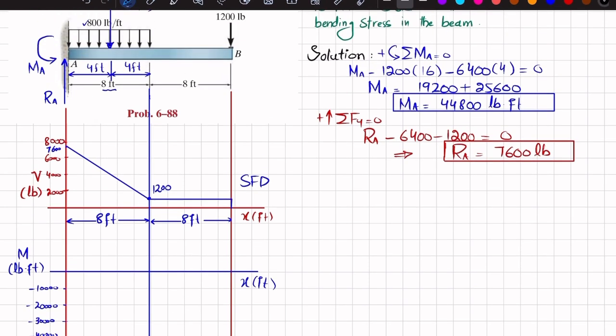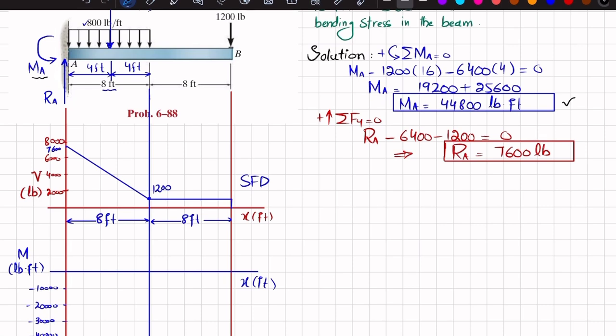Now at point A, you can see you have a moment of MA, which is 44,800 pound-feet. So this is counterclockwise. While drawing it on the bending moment diagram, this counterclockwise moment will cause it to go downward. So we will locate it as minus 44,800. Let this point be minus 44,800 pound-feet.